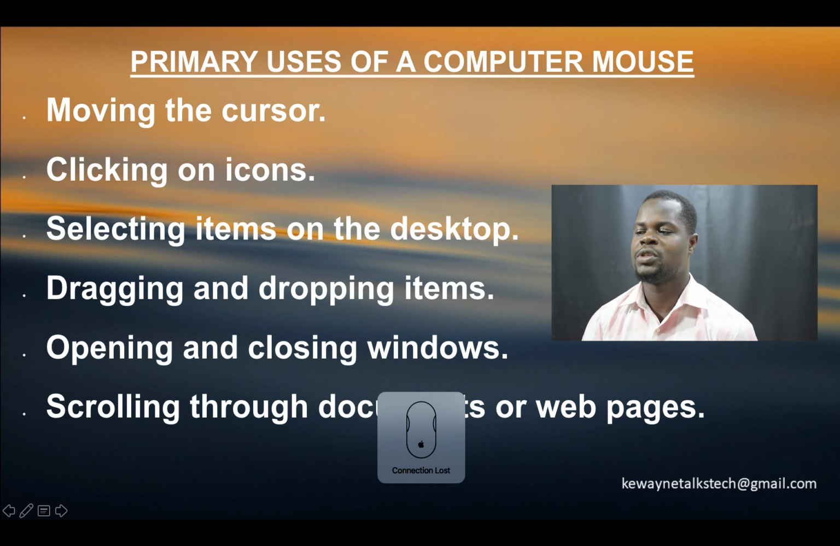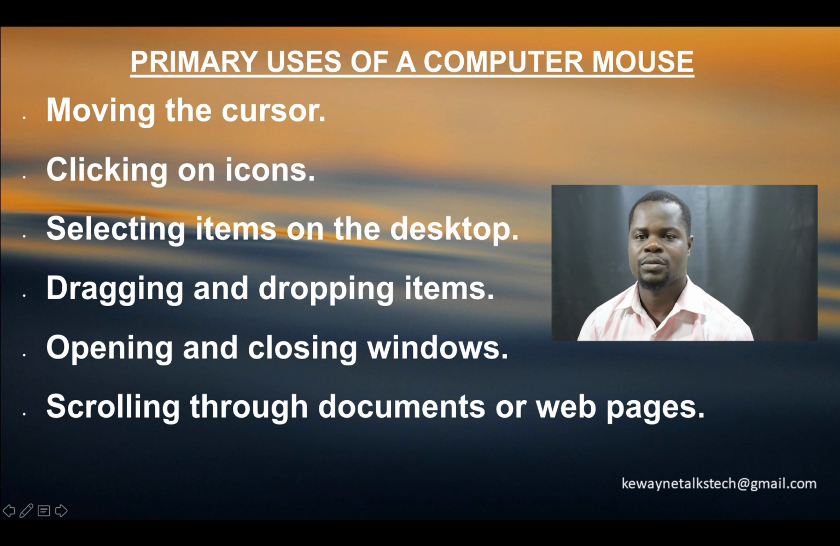So what are the primary uses of a computer mouse? The first one is to move the cursor. We've talked about the cursor, which is the mouse pointer. The computer mouse moves this cursor so that we can do so many things on the screen. Also, it is used for clicking on icons found on a desktop.